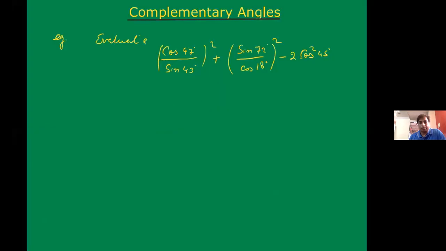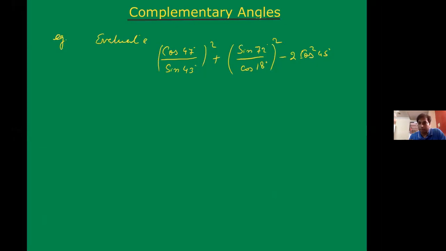Now I am taking one example to show how we can use whatever we have studied till now, how we can implement those complementary angles in our question. So here, evaluate (cos 47 degree by sin 43 degree) whole square plus (sin 72 degree by cos 18 degree) whole square minus 2 cos square 45 degree. Now here we have cos 47 degree, which we don't know exactly.